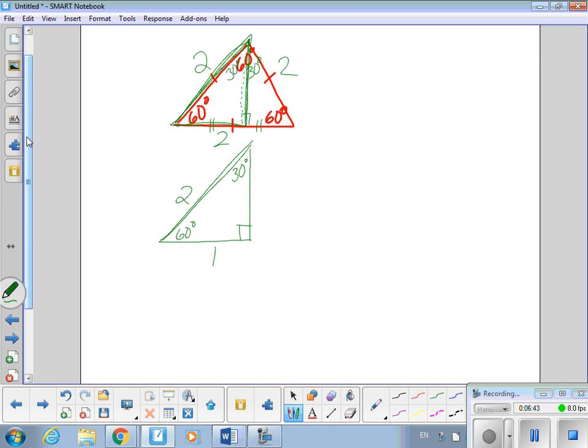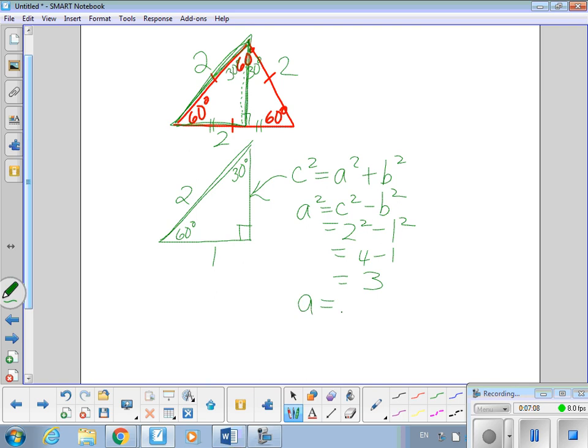So this time when I use Pythagorean theorem, I have the C, right? And I want to find either A or B, whichever one you want to say it is. So I would take my C squared minus my B squared, so I would have 2 squared minus 1 squared, which is 4 minus 1, which is 3. So that's A squared, so that means A is the square root of 3. So the reason it's exact is I'm not taking my calculator and taking the square root of it.